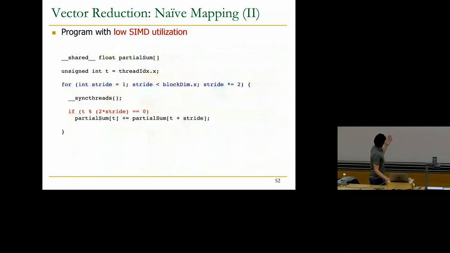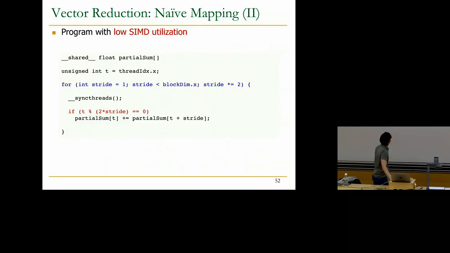So yeah, here you can see the code. You can take a look by yourself, but the key point is here, where you can see that this modulo operation makes only, in the very first iteration, only even threads go to this partial addition, and half of the threads retire every single iteration.